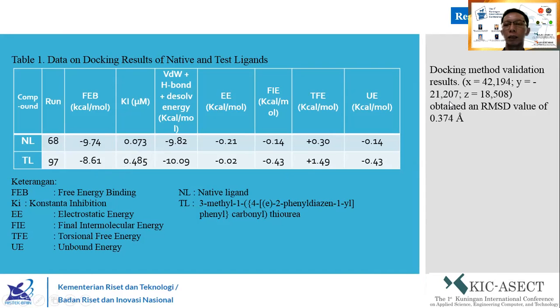And the validation method and the documented validation result was done in the condition of the grid box X, Y, Z, obtaining an RMSD value of 0.374 angstrom. And from this information, the validation is valid because the RMSD is true.